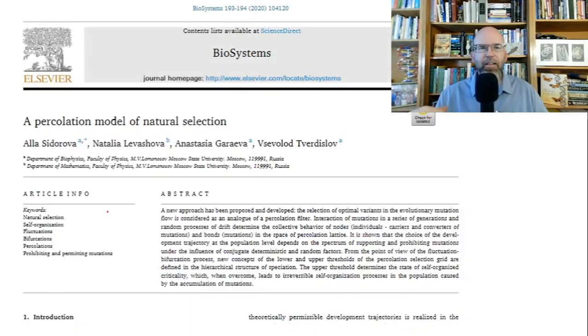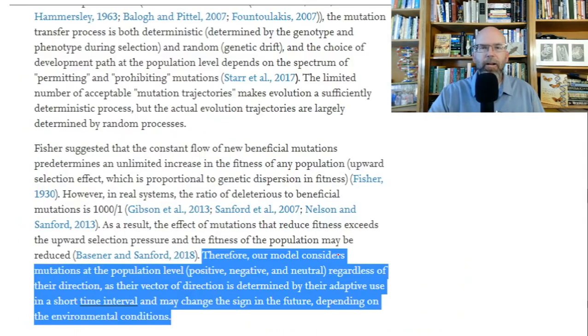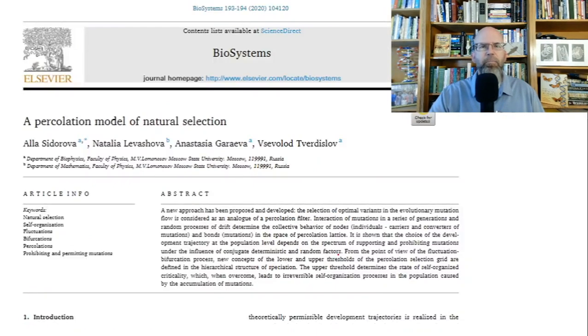Now, I started looking and I found one paper after another that models a variety of different aspects of these different types of questions. Here's a novel approach: a percolation model for natural selection. This is another one that does reference Sanford again. And this one is probably the most interesting reference to Sanford, I'll say, out of all the ones that are not from other young earth creationists.